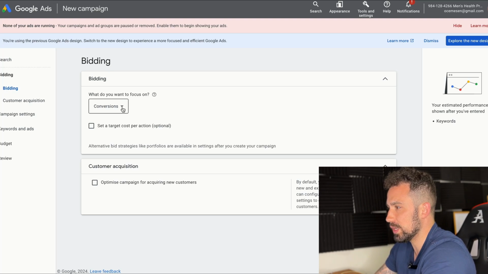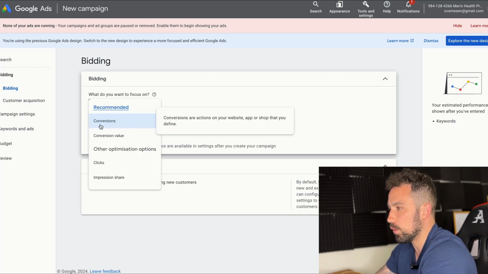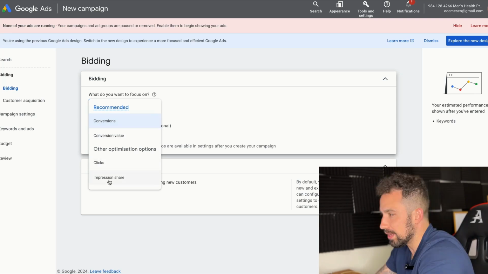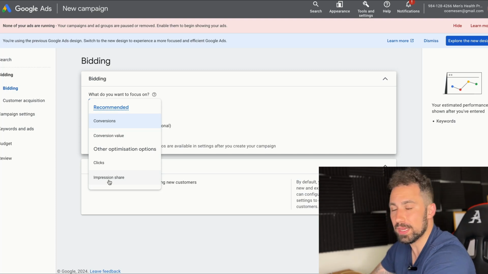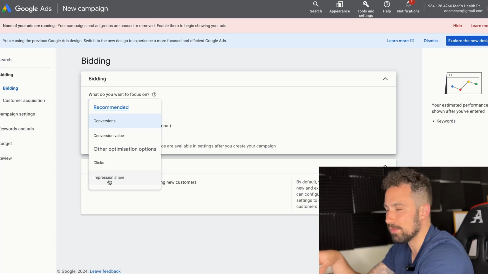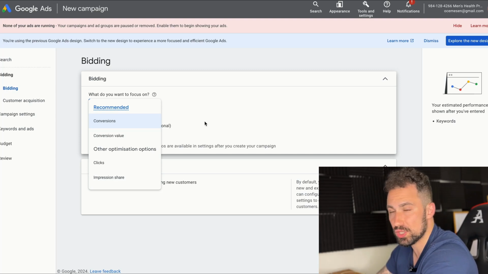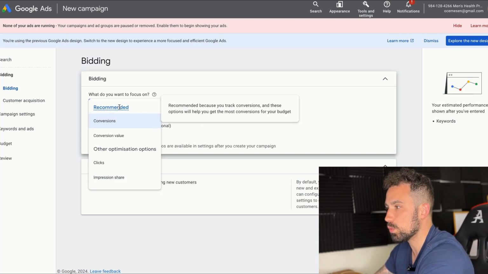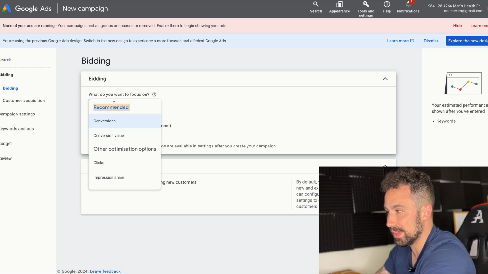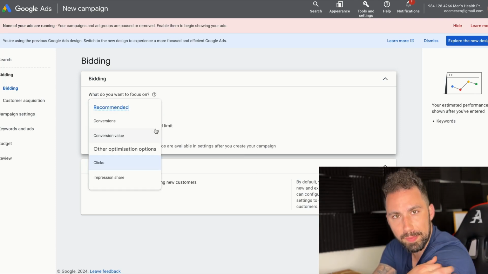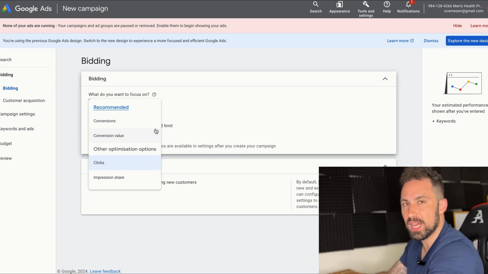In the bidding section, let's click on this and we will see a bunch of options. Right now, what we have: conversion, conversion value, clicks, and impression share. Are these all of them? Not really. After we launch the campaign, we will be able to see more bidding strategy options. But right now, these are the ones, and they say they recommend these, right? We cannot see a manual CPC right now. I will cover the automated ones first, and you will understand what they mean.